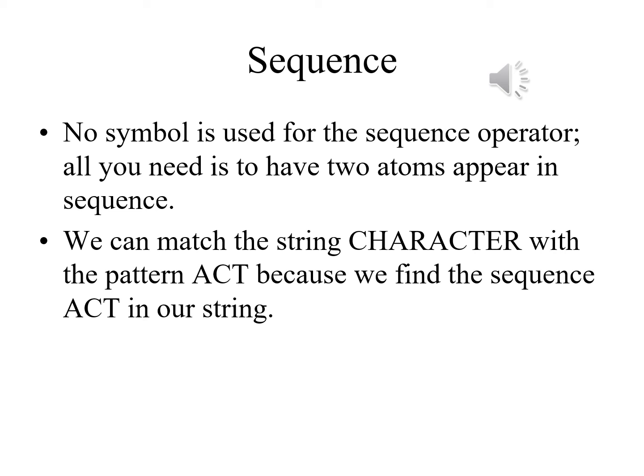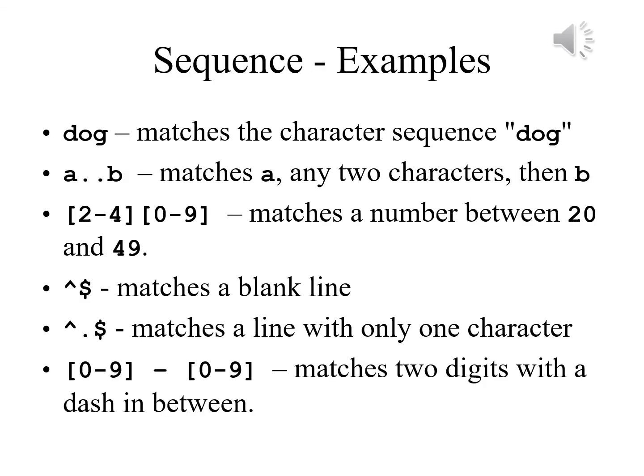If I am trying to match a string to the word character, and I'm using the pattern ACT in all uppercase, as you see here, we will find ACT in our string, because in both cases we have the character capital A followed by capital C followed by capital T. The sequences that we use do not necessarily have individual characters. There may be dots, there may be ranges or anchors. And let's take a look at our examples.